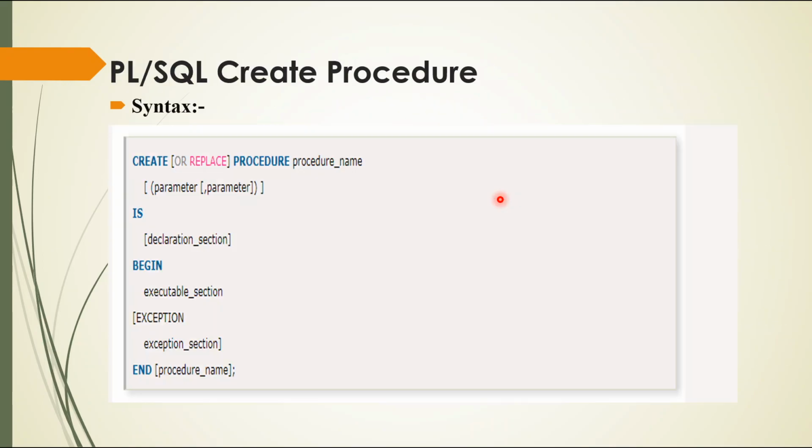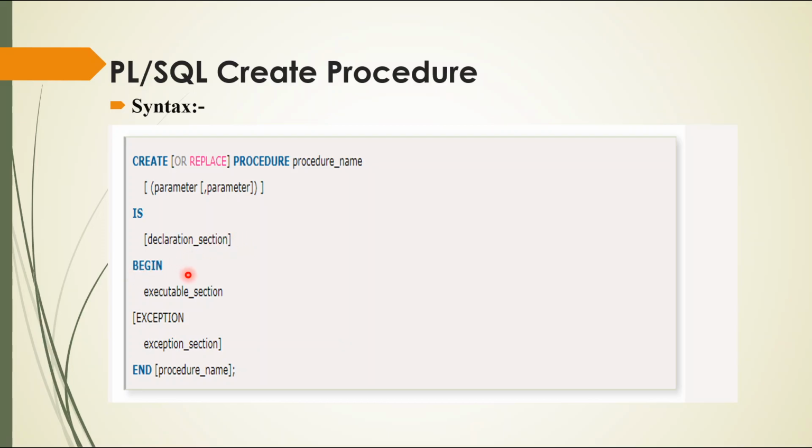So create or replace procedure, we have to provide the procedure name, and in brackets we have to provide the parameters. Then we have to write IS. Now the declaration section. Here we have to declare the variable name or cursor name, whatever we want to declare.